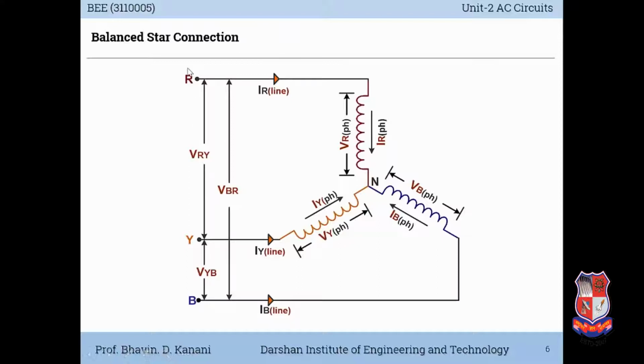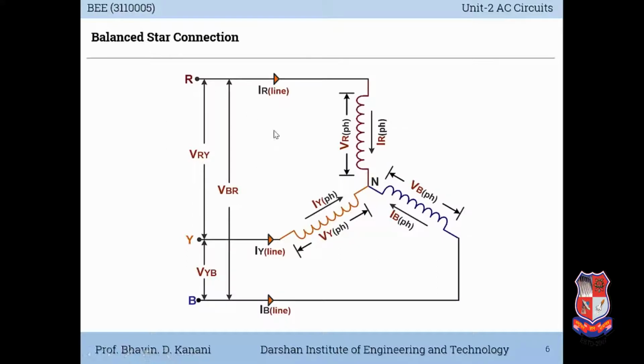The voltage between this R and Y, that is VRY. Same way between R and B, VBR, and same between Y and B, VYB. All these 3 voltages are between phase to phase. So this voltage is known as phase to phase voltage or between R and Y line. So it is line to line voltage.